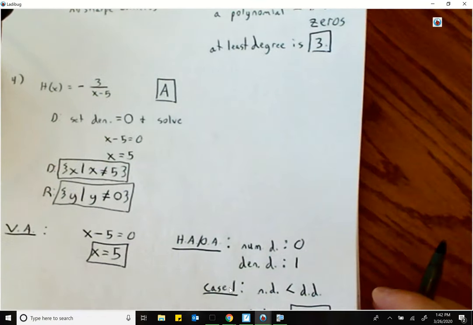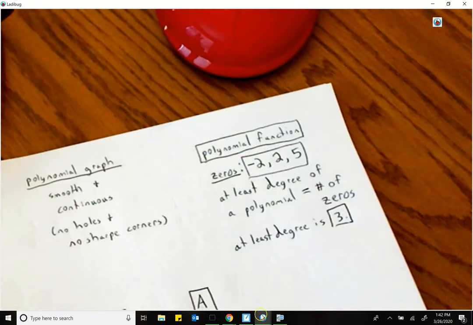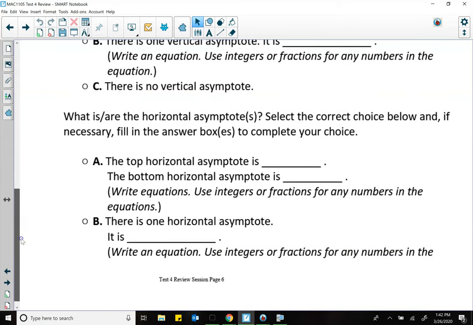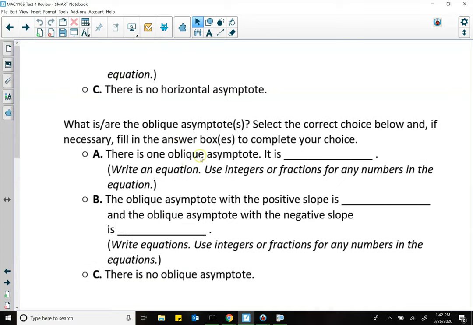Okay? So we go back in, and we look at the question. So, do we have two horizontals? No, we only have one. And then here we'll put y equals 0. So you select B, put y equals 0. And then scrolling over to the last question. Because we had a horizontal asymptote, we're going to select C for no oblique, because you can't have both. You get one or the other. And that is question 4 from section 5.3.